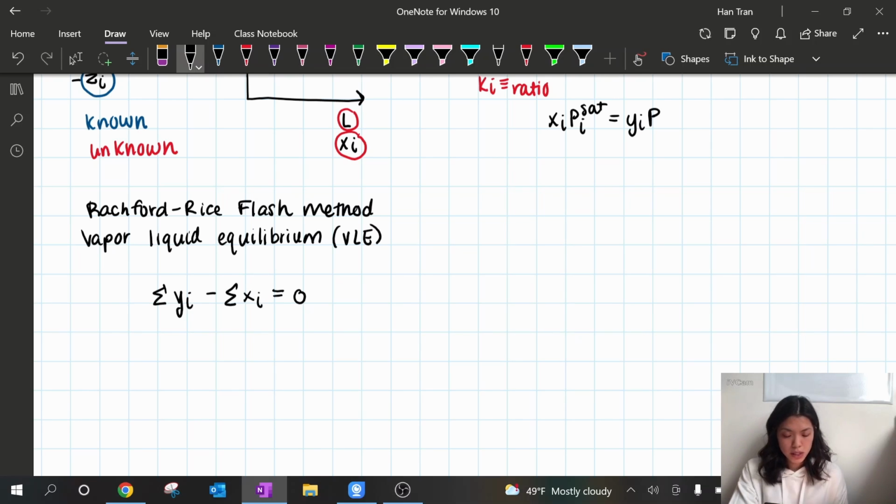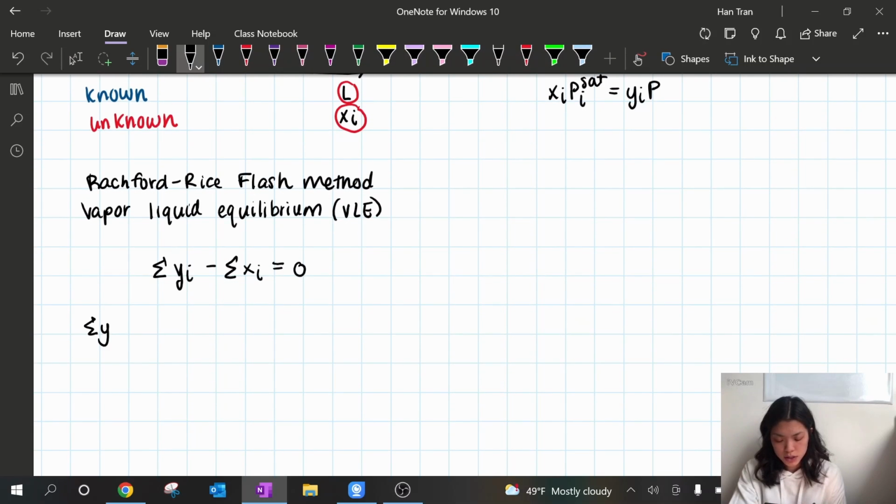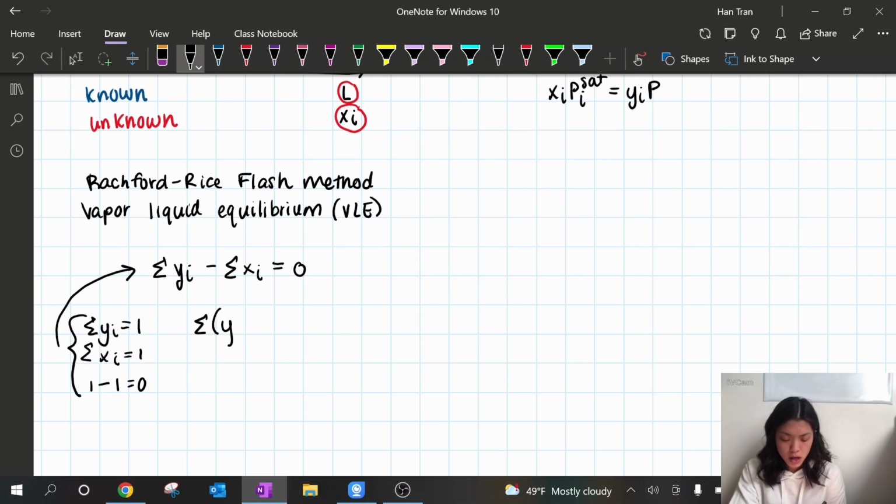And we know this because the summation of the mole fractions of the vapor phase equals 1, and the summation of the mole fractions in the liquid phase also equals 1. So 1 minus 1 is going to equal 0. So that's where this equation comes from. And so if we were to simplify and clean it up a bit, we can get the summation of the vapor mole fractions minus the liquid mole fractions equals 0.